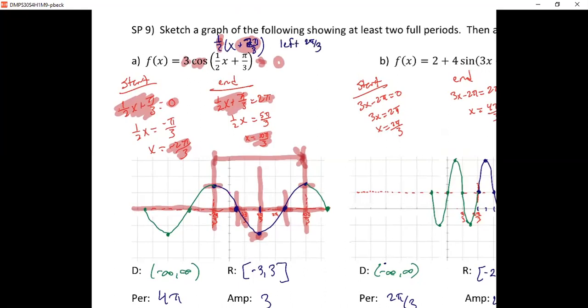And I like to approach this at the very end just to make sure that what I have on my paper makes sense to me. By going left 2 pi over 3, is that what I did? For a positive cosine graph? Absolutely.